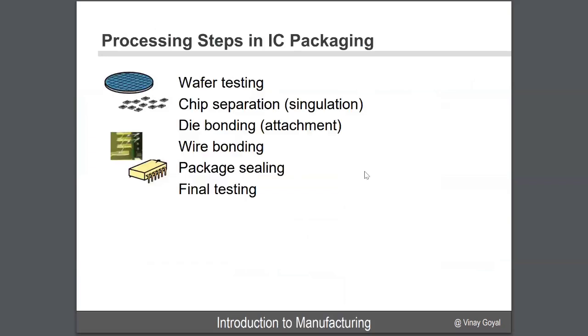They're all used. So now what I'm going to talk about are the processing steps in the integrated packaging approach. The first one is called the wafer testing. So I have my wafer, I have to test it. Then I have the singulation. Then I'm going to have the die bonding, which is the attachment process. Then I'm going to have the wire bonding, the package sealing, and the final testing. And hopefully these are all making sense to you.